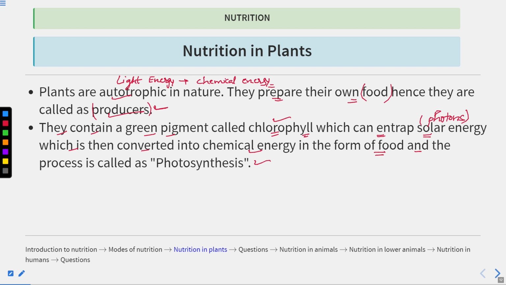So carbon dioxide and water combine to form what? Glucose molecule. And in this process, sunlight and chlorophyll are also used up, and in the end, oxygen is also produced as a byproduct.